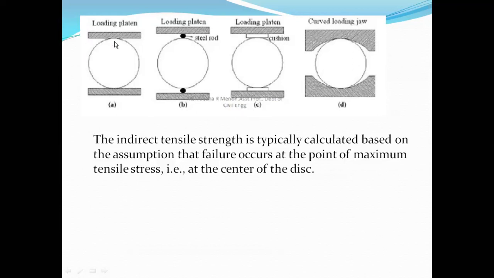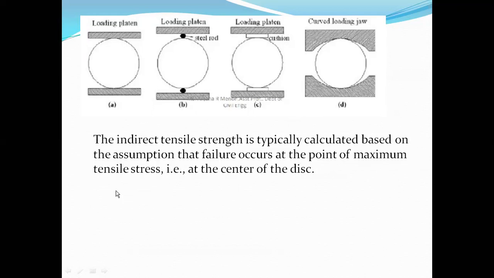You can look here. This is loading pattern A, and the second one is the loading pattern with steel rods placed, where the force is applied only at that location. Next, loading on a flat surface with some kind of cushion at both ends. Next one is the curved loading jaw, whose curvature exactly fits the curved surface of the cylindrical disc. Generally, this kind of device setting is used to carry out the laboratory experiments.